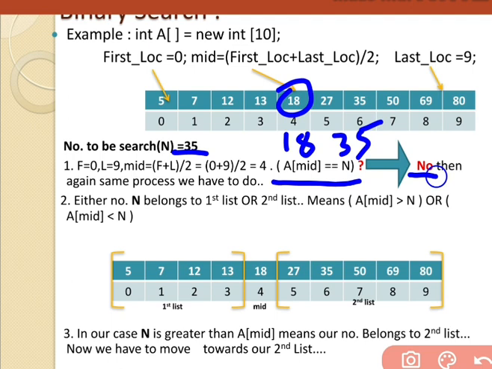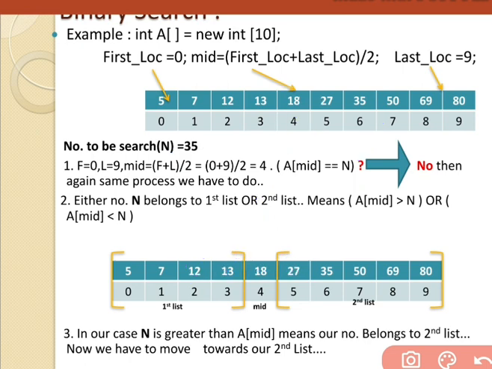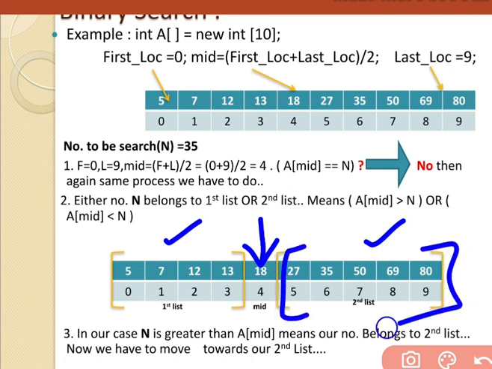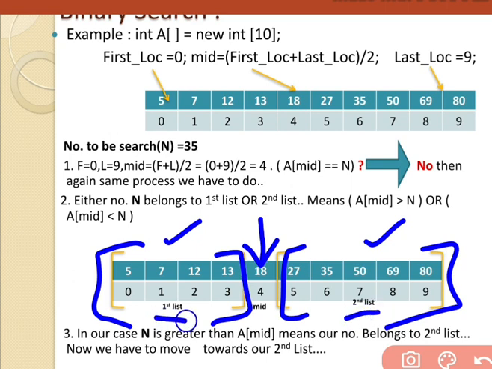Then what do we have to do? Because binary search always deals with the mid location, and now we do not have an element in the mid location which matches our element, the same process we have to do again. How? By splitting the array into two parts, first part and second part. We have to split the array into two parts because we have already matched this element, and now we have to match these elements. We have the first list and the second list.